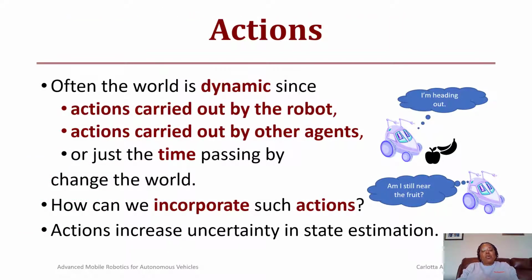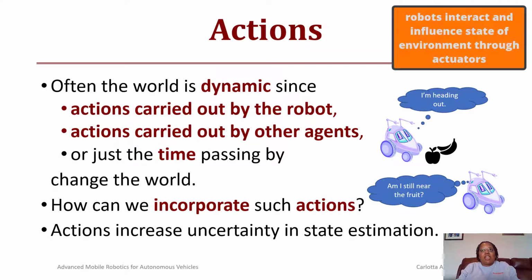So, often a world is dynamic, especially when you're talking about mobile robotics, because we know that actions can be carried out by the robot, actions can be carried out by other agents, time is passing. We know the world is not going to be static. There's going to be changes based upon other agents as well as the robot. So the question becomes, how do we incorporate these actions into our state estimation or our belief or confidence in the robot's actions or in sensor data that we receive? So these actions increase uncertainty in state estimation.